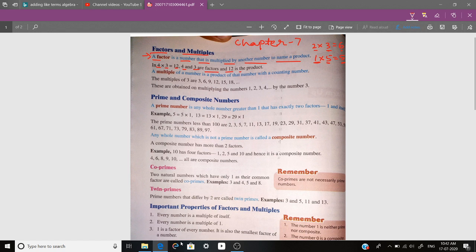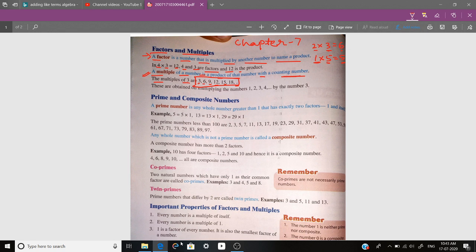Now let us talk about the multiples. A multiple of a number is the product of that number with a counting number. For example, the multiples of 3 are 3, 6, 9, 12, 15, 18, and so on. In a simple way you can say that multiples are the numbers which come in the table of that particular number. As you can see here, this is the table of 3. Look at this, 3 ones are 3, 3 twos are 6, 3 threes are 9, 3 fours are 12, and so on. So multiples are the numbers which come in the table of that number.